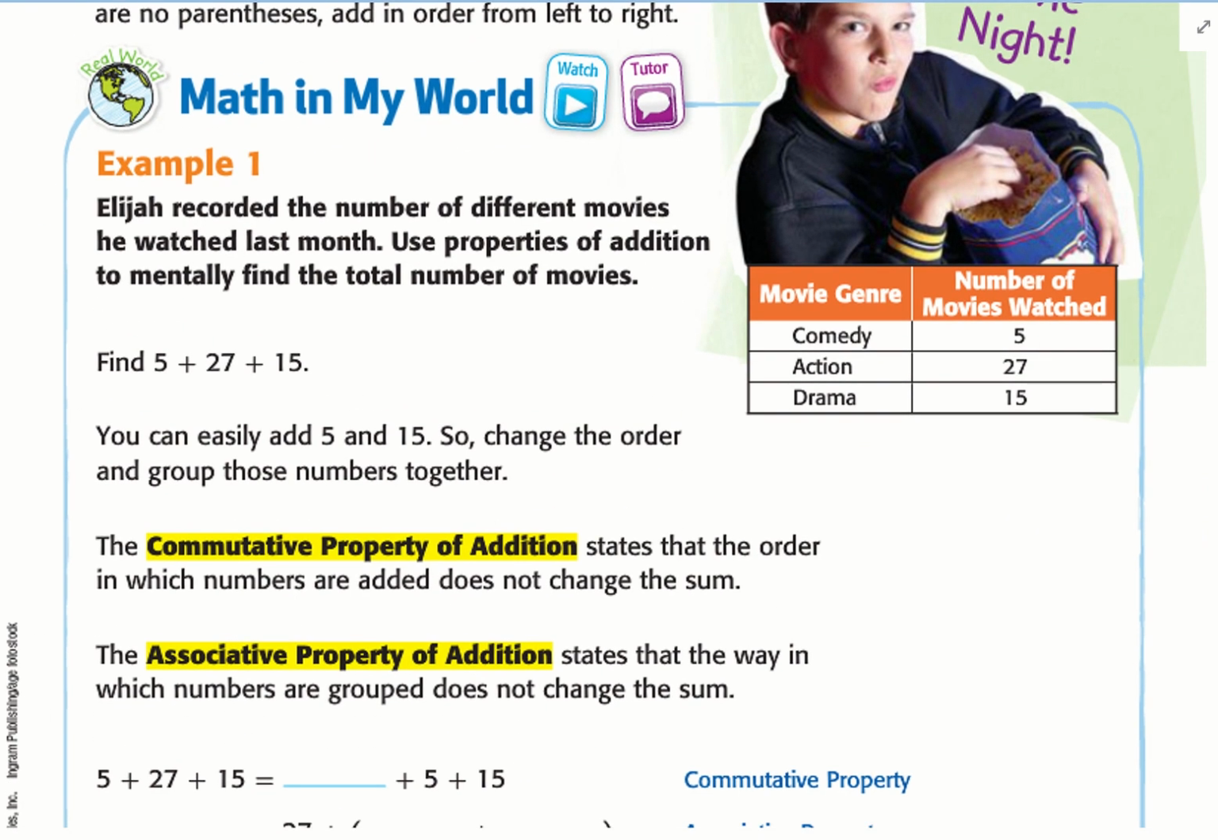So example 1. Elijah recorded the number of different movies he watched last month. He used properties of addition to mentally find the total number of movies. So comedy was 5, action 27, and drama was 15. You can easily add 5 and 15, so change the order and group those numbers together.